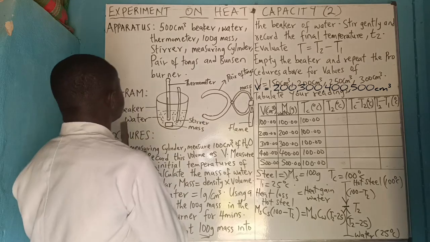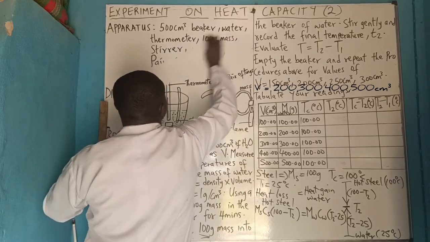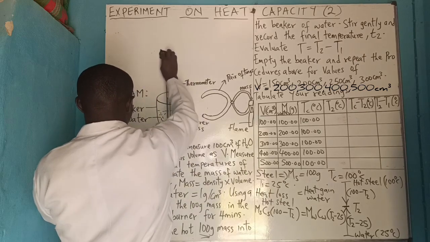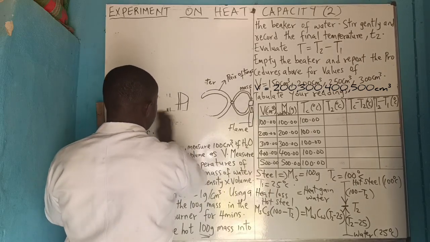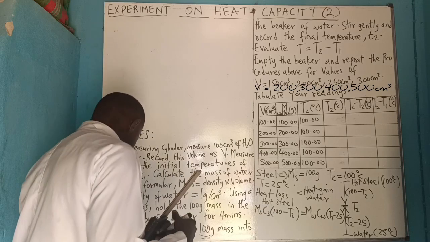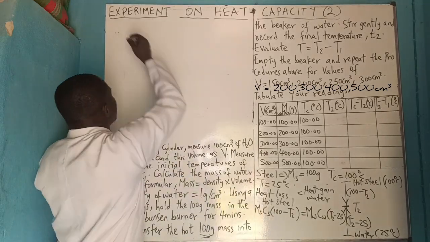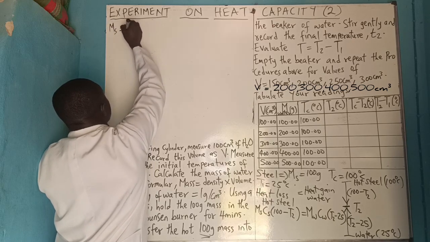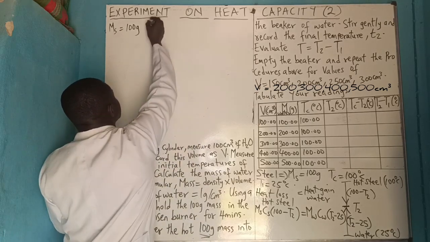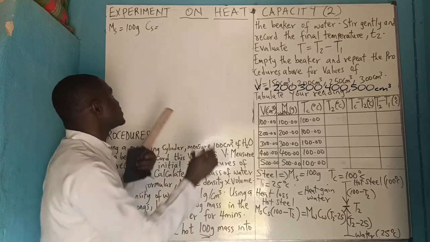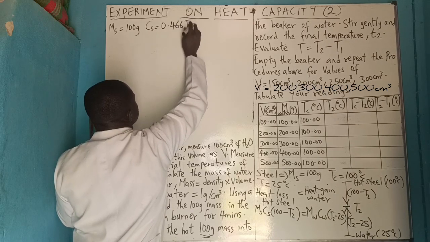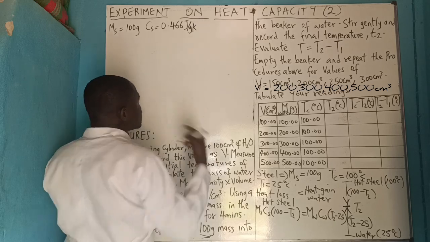So we are going by this formula now. Going by this formula, the mass of the steel was given to us as 100 gram. Look at it. The mass of the hot steel, 100 gram. The C of the steel is called the specific heat capacity of the steel. It's constant, 0.466 joule per gram per Kelvin or Celsius.